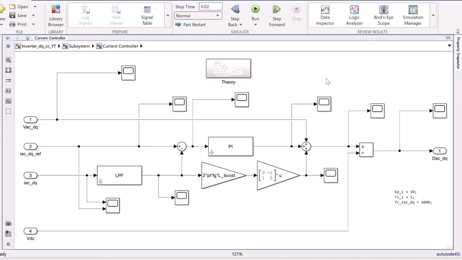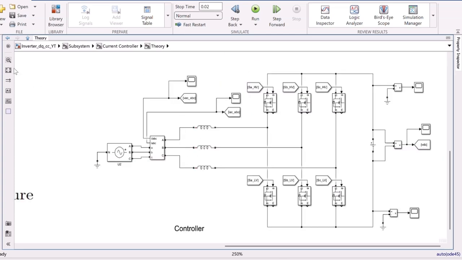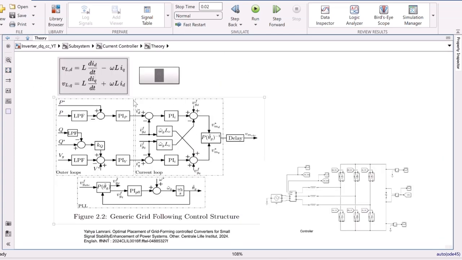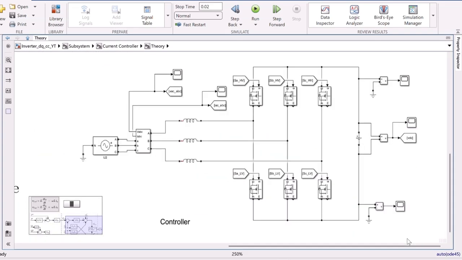In this video, I will show you how to implement a current controller for a three-phase inverter in the DQ reference frame. So this is how it looks like in Simulink. And if you look at the block diagram, it looks like this. This is the current loop. And now in order to understand it, we first have to look at the inverter itself.